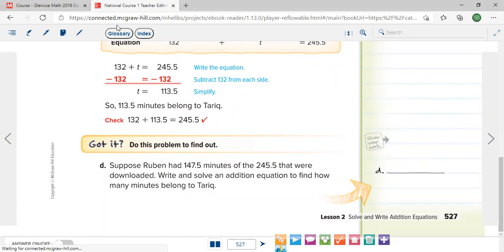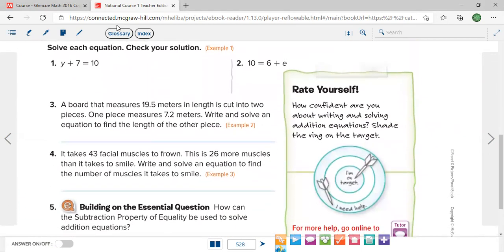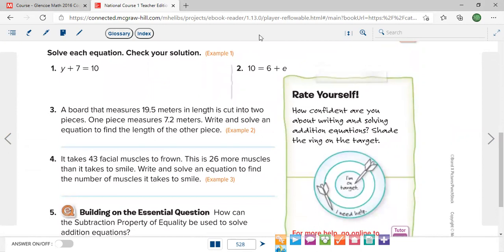Now moving on. Solve each equation, check your solution. No need to check, just solve. So in the homework even no need to check, just solve. y plus 7 equals 10. So we are going to say minus 7, minus 7. And we can cancel plus 7 with minus 7. So y equals 10 minus 7, which is 3.